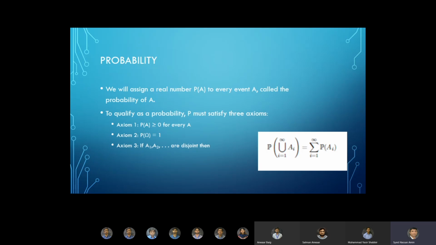Axiom 2: the probability of the sample space is equal to 1. So if you sum up all probabilities, then the probability of the whole sample space is going to be 1. Axiom 3 is, if A1, A2, and so on are disjoint, then you can take the union of all those events, and their probability will be equal to the sum of the probabilities of the events. So these are the 3 axioms which any probability P must satisfy. So now we understand what is sample space, what are events, and what is probability.